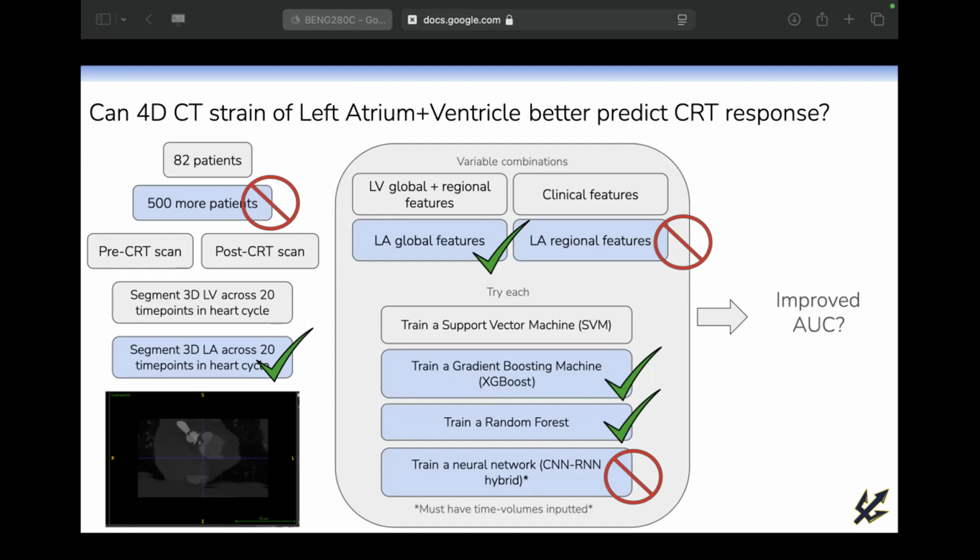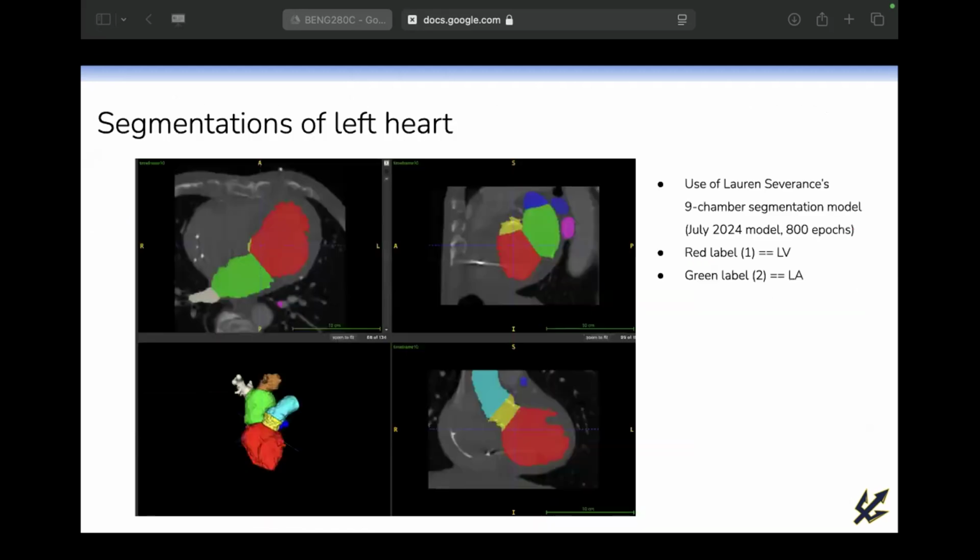And before I go over the AUCs, I'll explain my methodology in a bit more detail, just in case y'all have any questions. My first step was segmenting using the segmentation model. With the help of one of my lab mates, Amanda Crane, we were able to adapt this heart segmentation model that was developed by Lauren Severance, one of Dr. McVeigh's former PhD students. I used it to segment 9 chambers of the left heart across all time points pre and post CRT for all 82 patients.